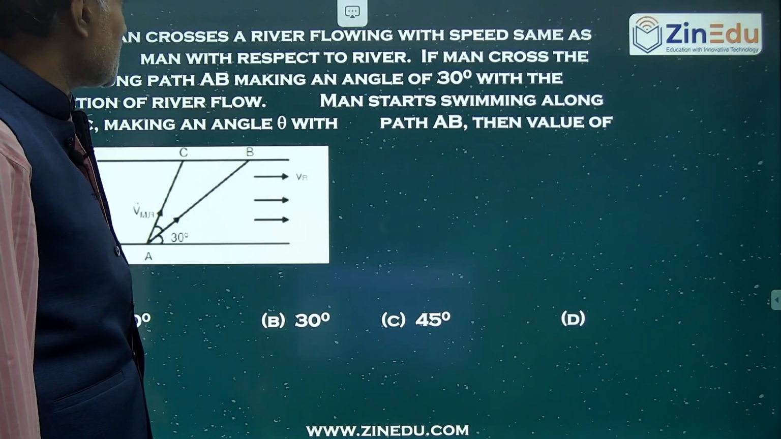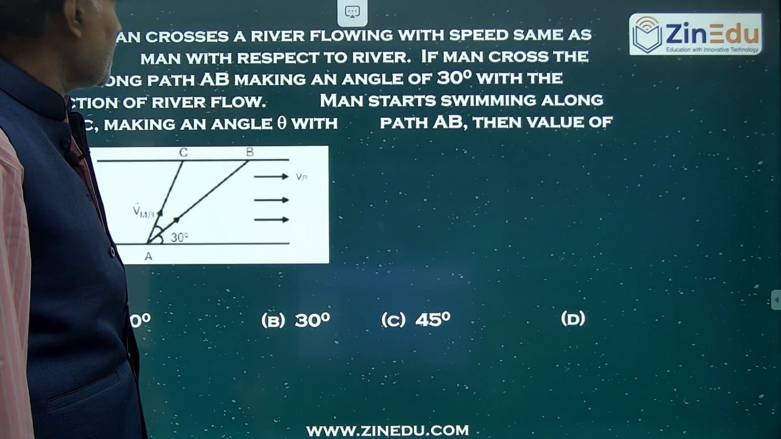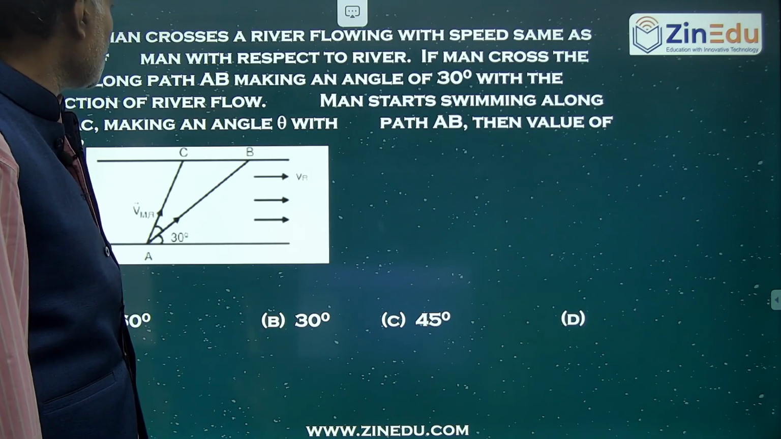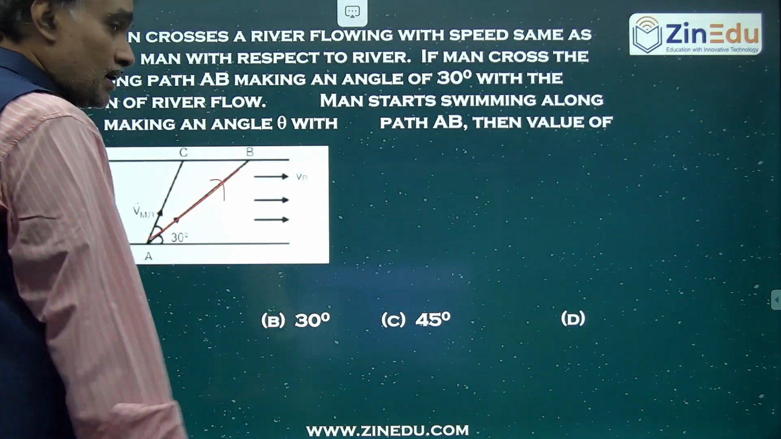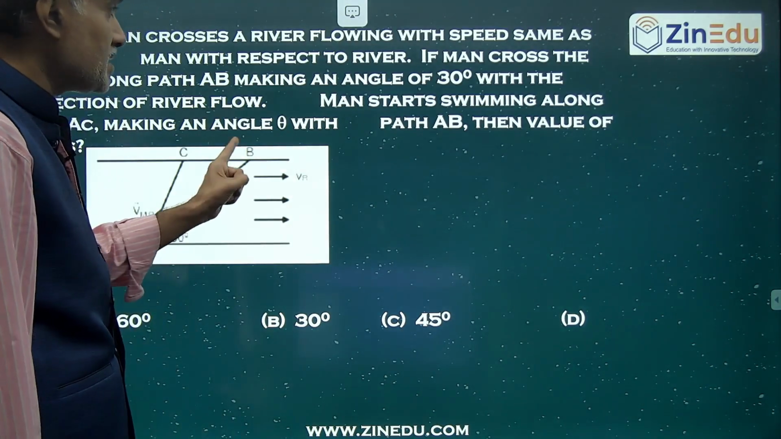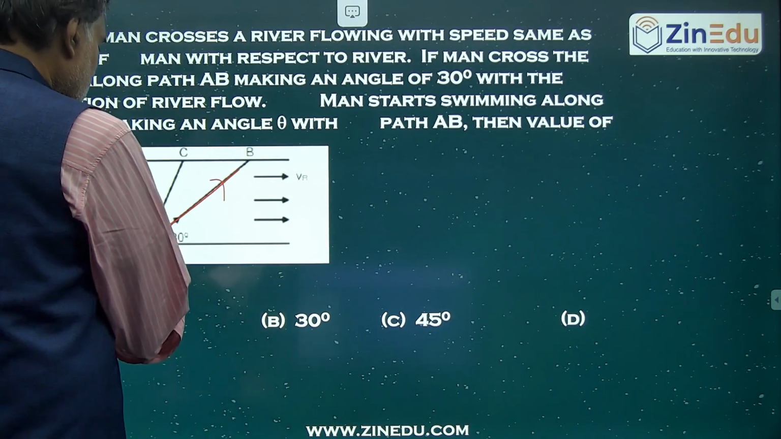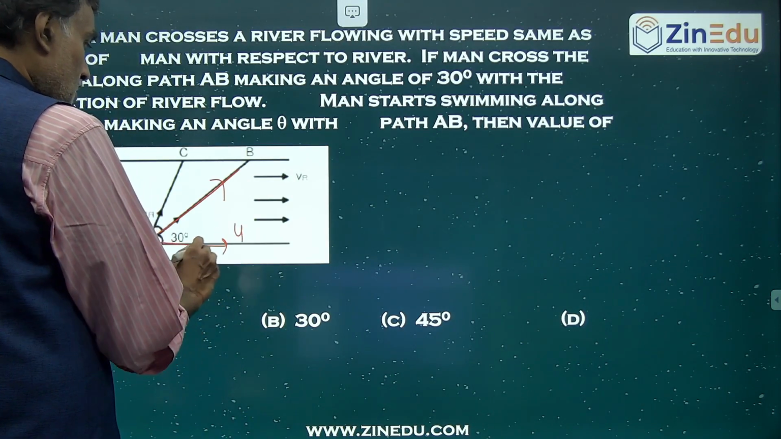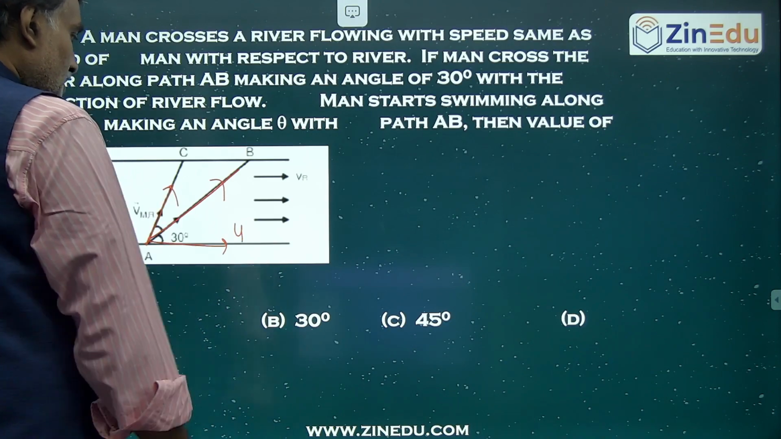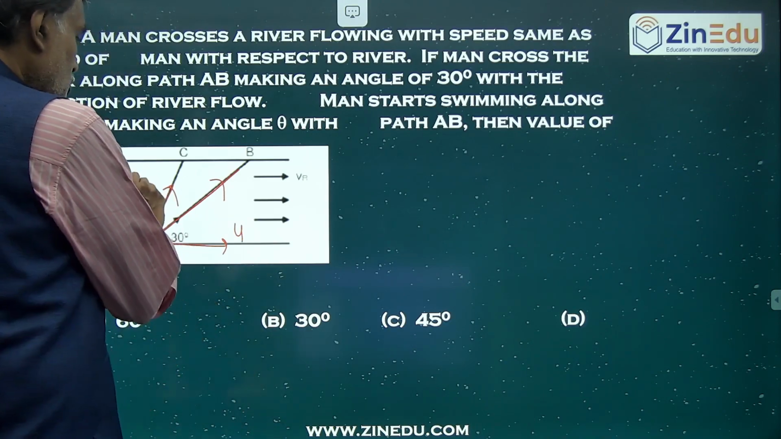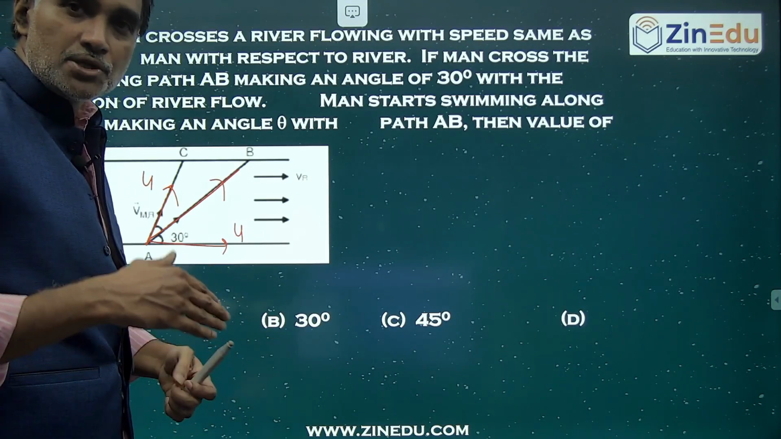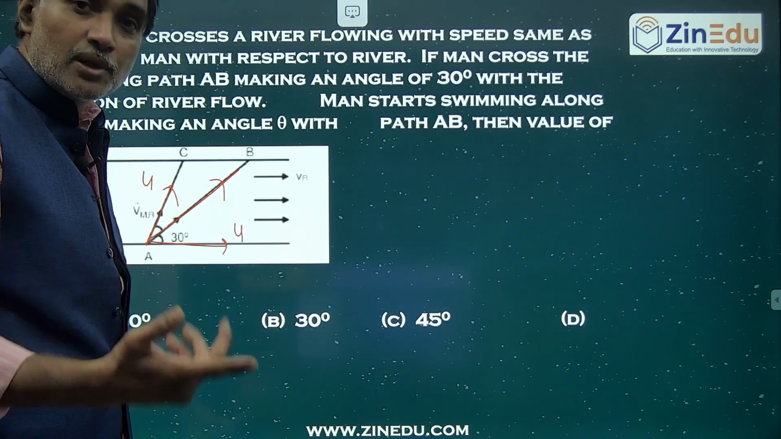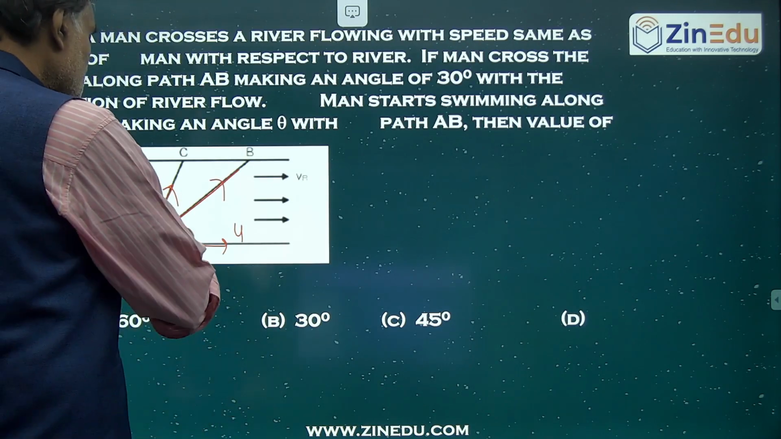A man crosses a river with some speed with respect to the stream, along the path AB. This is the absolute path along AB, the absolute velocity along AB. This is the velocity of the stream, let us say u, and this is the direction of the man with respect to the stream, that is also u. Then the resultant of these two, the velocity of the stream and the velocity of the man with respect to the stream, is the absolute velocity. The absolute velocity is in this direction.